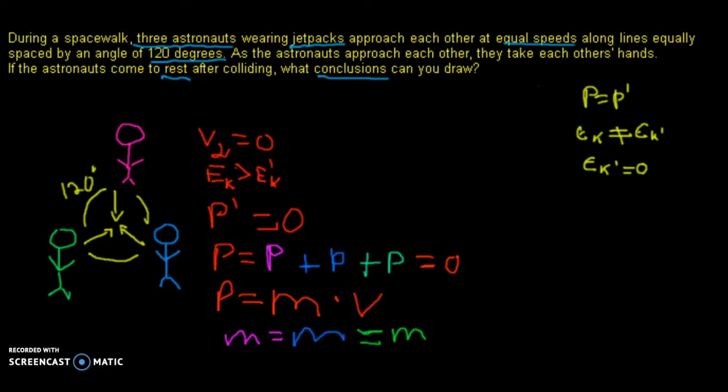Given equal speed, all the momentum vectors cancel out, only because the astronauts have the same mass. So in conclusion, we can say that the astronauts experienced a completely inelastic collision. They had the same momentum, and they had the same masses.